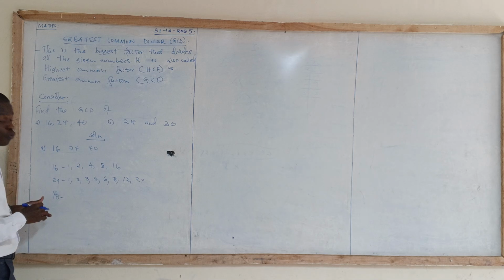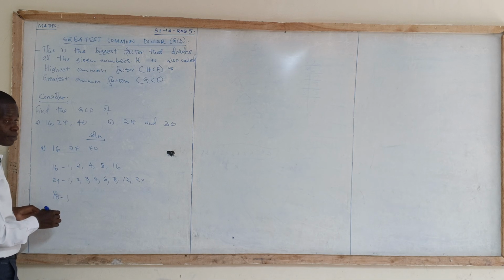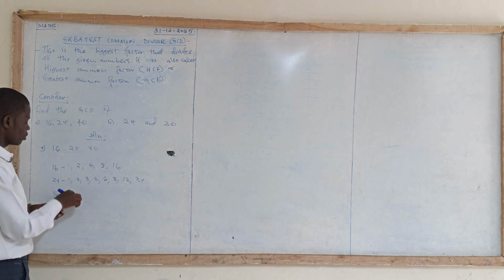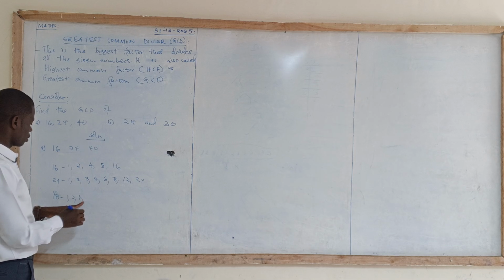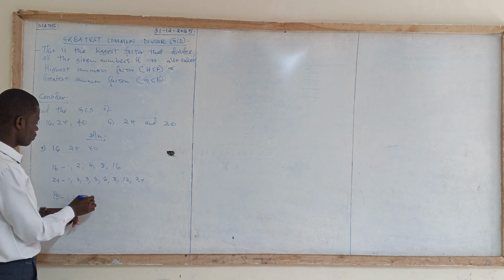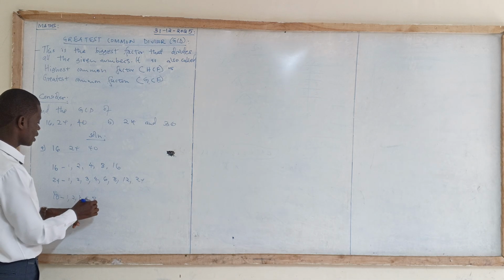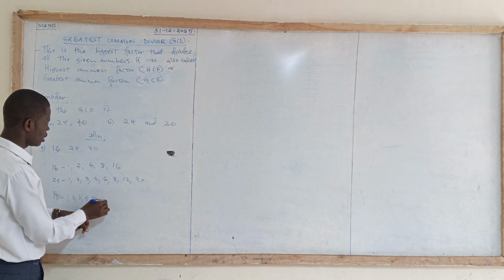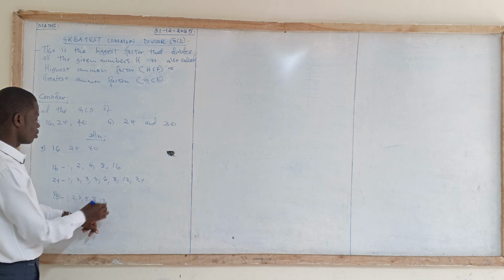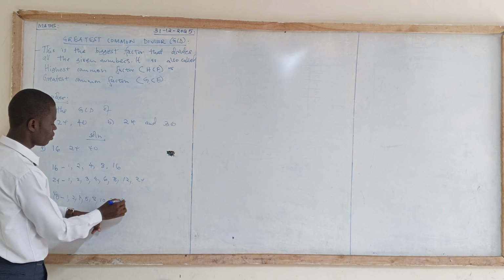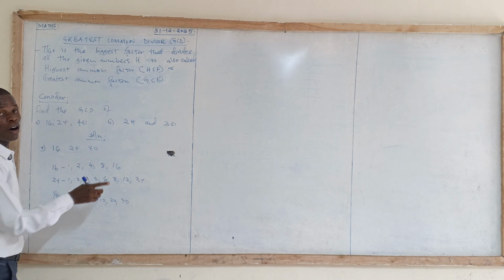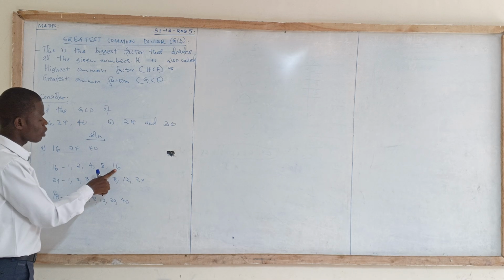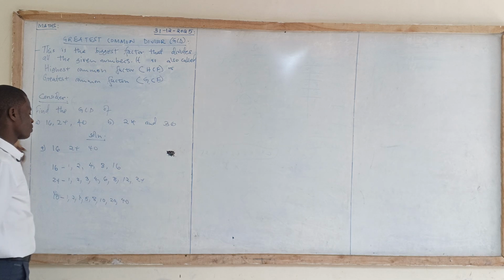Then come to 40. The first one is 1. The second one, 2. 3 cannot divide this one, 4. Then 5. 6 cannot divide this one, 7 cannot divide it, 8. After 8, we have 9, no? 10. After 10, we have 20. After 20, now we have 40. So we see, we said a number is a factor of itself. So that's why we have 16, 24, and 40.